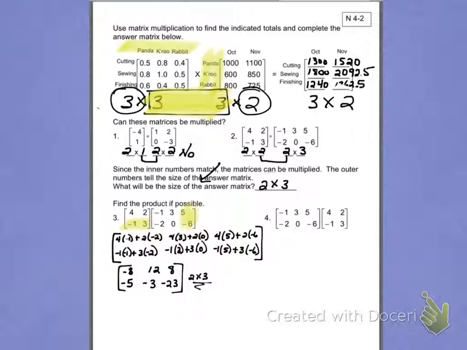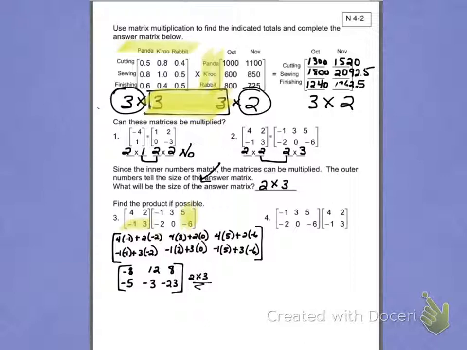So that's the process without labels, row by column. Multiply each part of each row by the corresponding part of each column, and then add them together for that spot in the answer matrix.